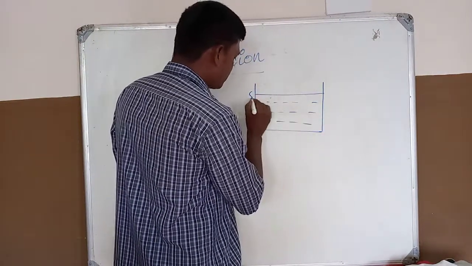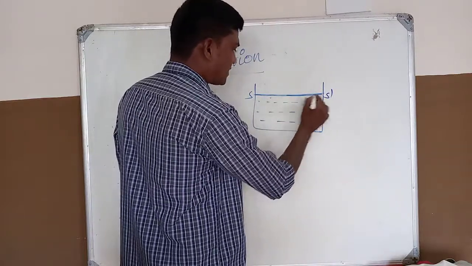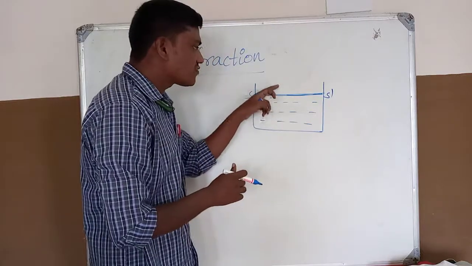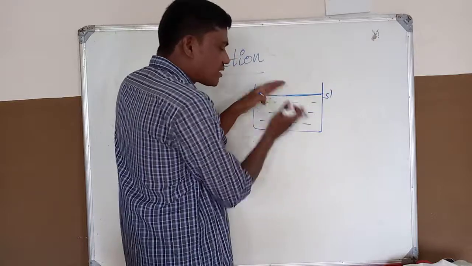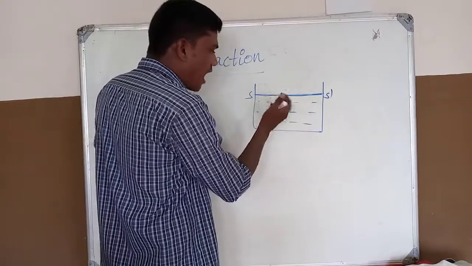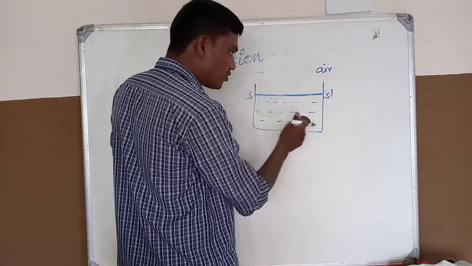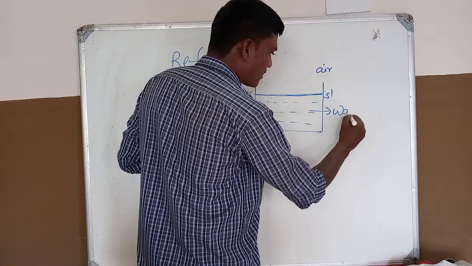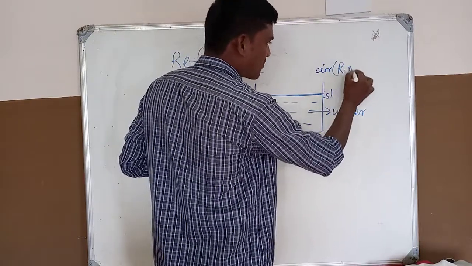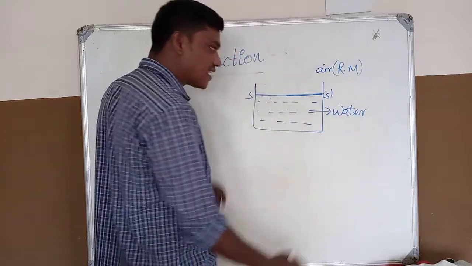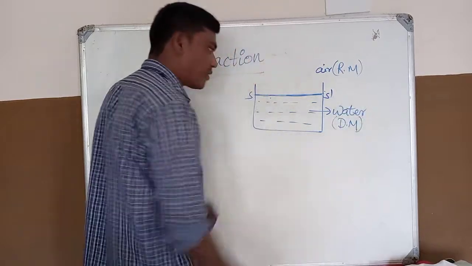So the surface of the water in the beaker, we can say, is the separation surface of the two media, because the surface of the water in the beaker separates the air and the water. Above this S dash, what is present? Air is present, and below this one, what is present? Water is present. So air we can say is a rarer medium because its optical density is less when compared to water, and water we can say is a denser medium.